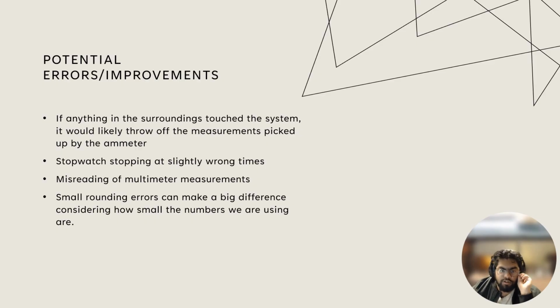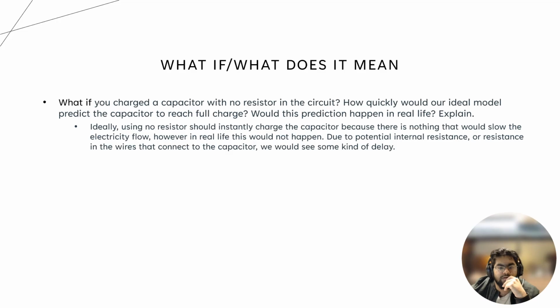Some potential errors and improvements. If anything in the surroundings touches the system, it'd likely throw off the measurements picked up by the ammeter. Stopwatch stopping at slightly the wrong times, or misreadings on the multimeter measurements, as well as maybe small rounding errors because the numbers we're using are pretty small.